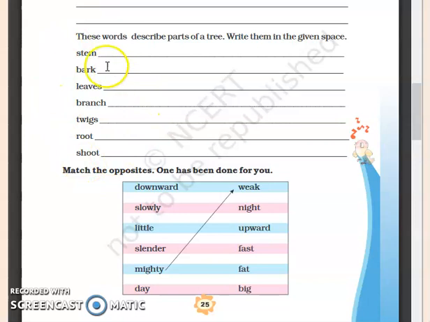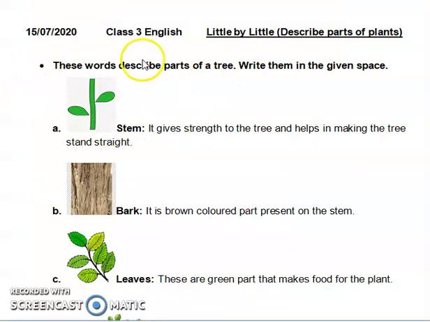So these you must have studied in your EVS chapters as well. The parts of the plant or a tree are stem, bark, leaves, etc. So we have to describe what part is for what purpose. Let us see. So here these words describe parts of a tree. Write them in the space given. So the space was given in the textbook, but you have to draw these parts and you have to write about it in your notebook.